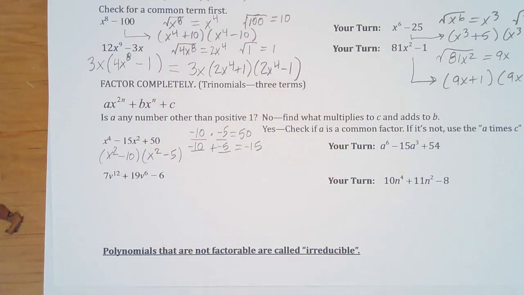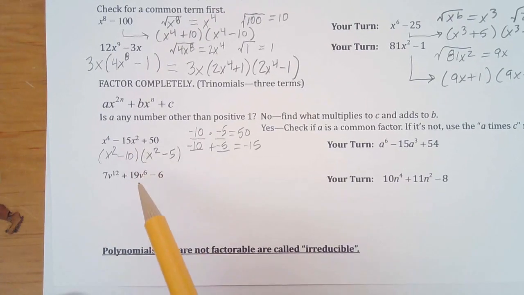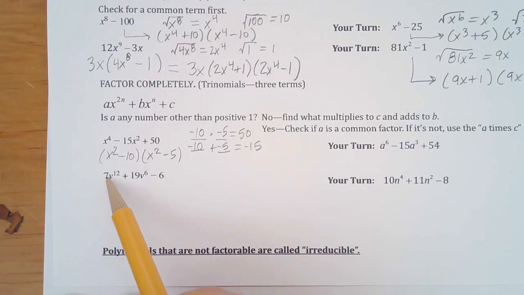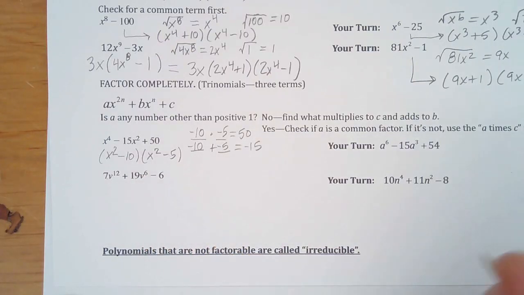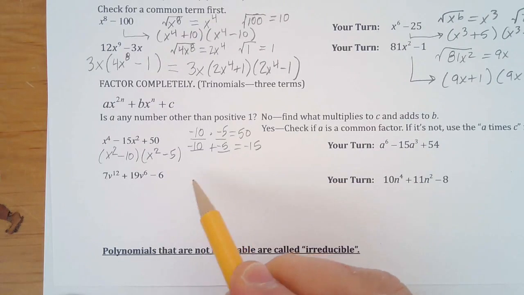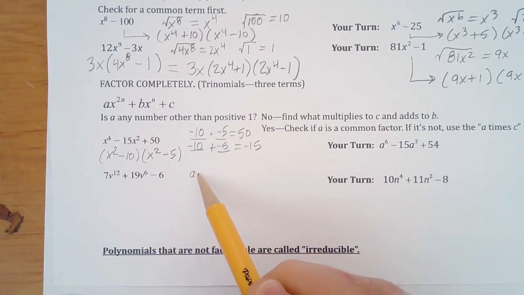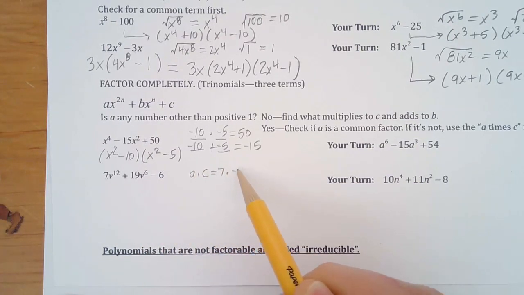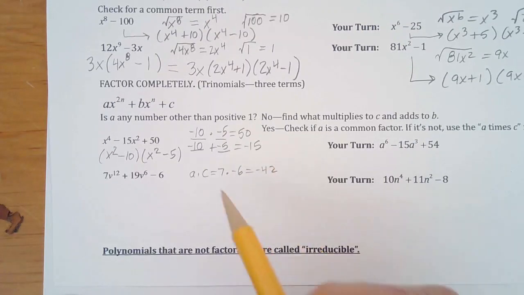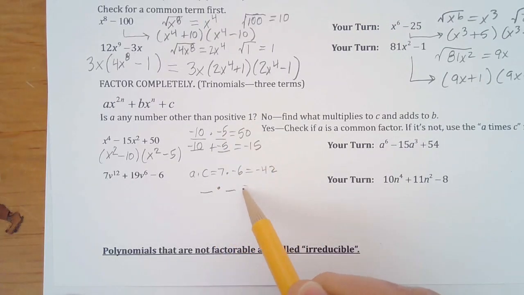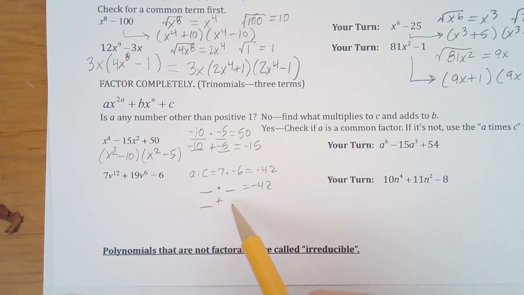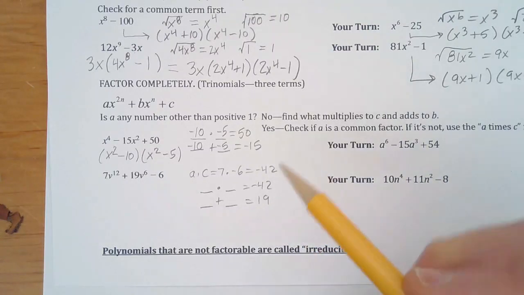This one, unfortunately, now I would check for a common term first. I should have done that up here too, but looking for a common term. Is there a number that can go into 7, 19, and 6? No way. So you're going to have to use the rogue method or factoring by grouping. I'm going to go ahead and show this with rogue. So you go a times c, which is 7 times negative 6, which is negative 42. We need to find 2 numbers that multiply to negative 42 and then add up to 19.